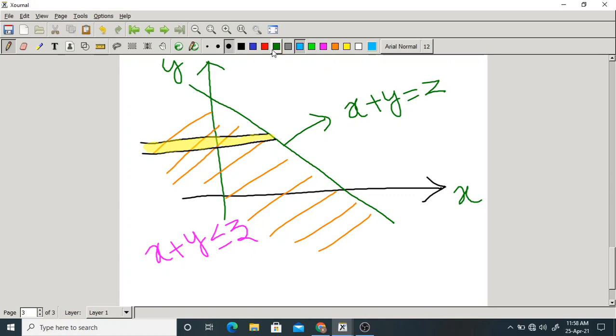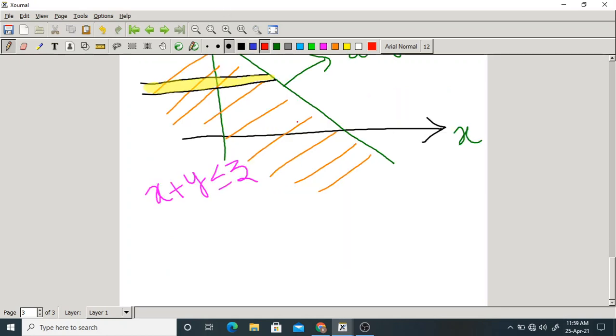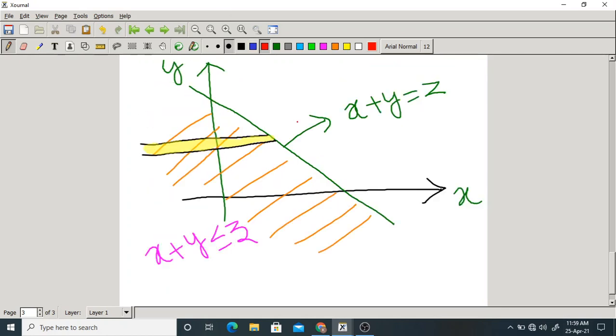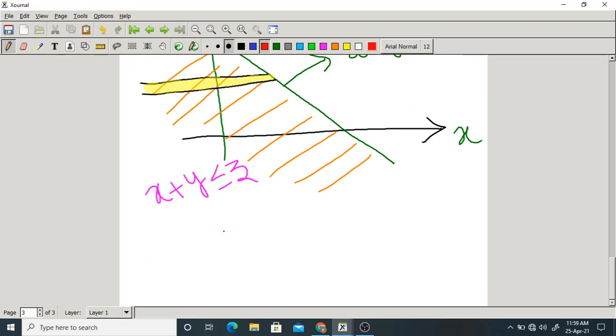I am taking this small strip. Now, first of all, you want to integrate over this region. As I told you, if you want to find out the probability, how do you get this probability? What is the logic? We should use a double integration.